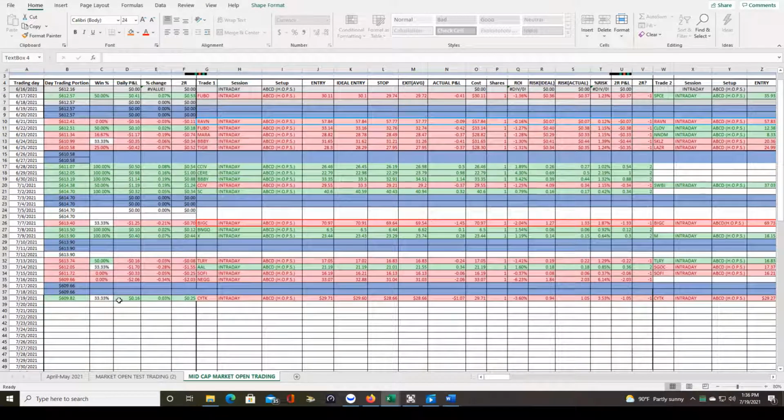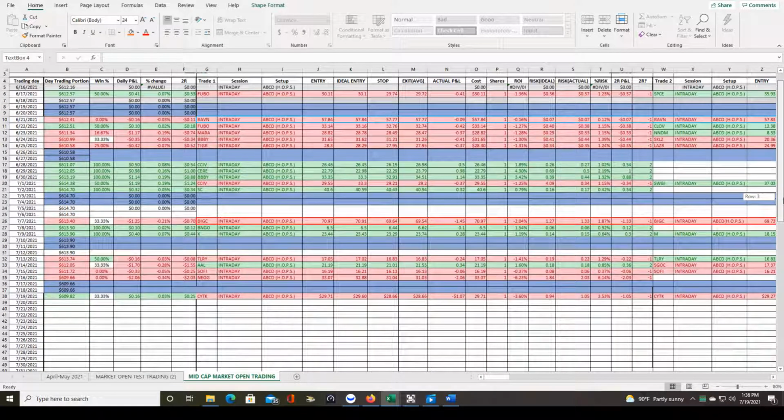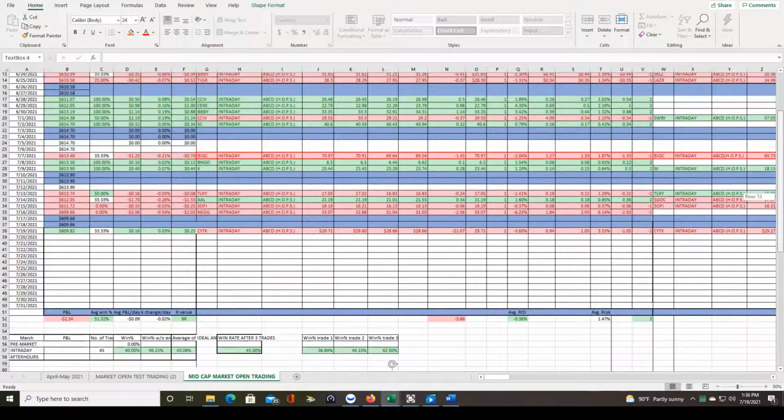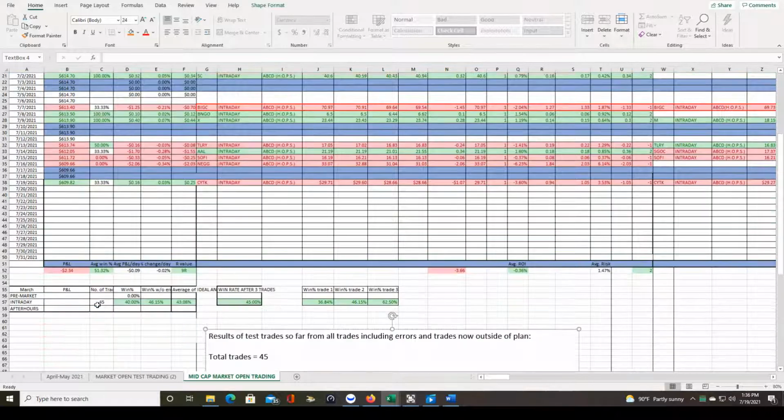And then the win rate today was 33%. So that's a break-even win rate when you're trading all or nothing 2R. Anything above that is profitable. And the average of all our win rates on every single trade day so far is 51.32%. We've taken now 45 total trades.